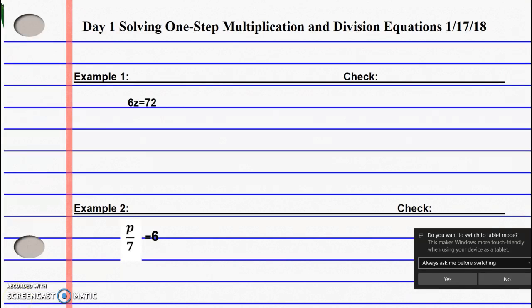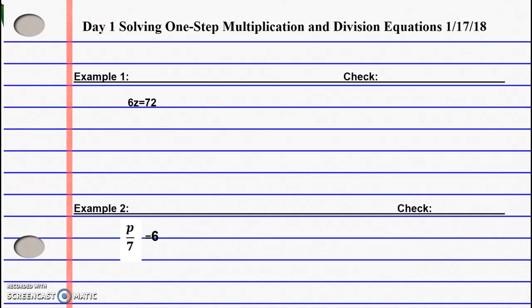Okay, so yesterday and Friday we talked about one-step equations with addition and subtraction and solving them. Today we're going to do one-step equations but with multiplication and division. So it's the same process, except now instead of undoing addition or undoing subtraction, you're undoing multiplication and division.